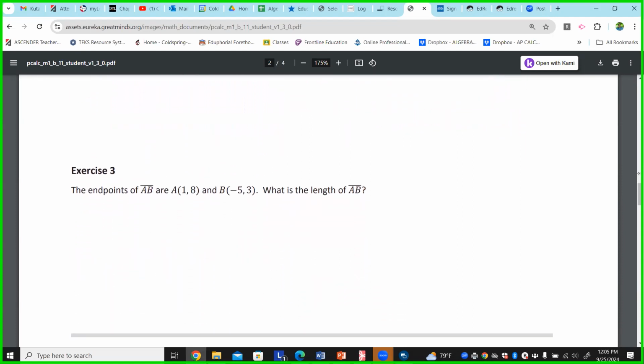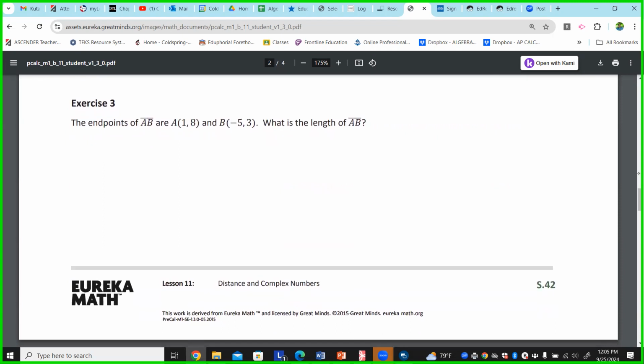So in exercise 3, it says the endpoints are this and this. What is the length? All right, so now this is something a little bit new. Length to us tells us what? What are we looking for? The distance, the modulus, the vector distance, or whatever in that case.